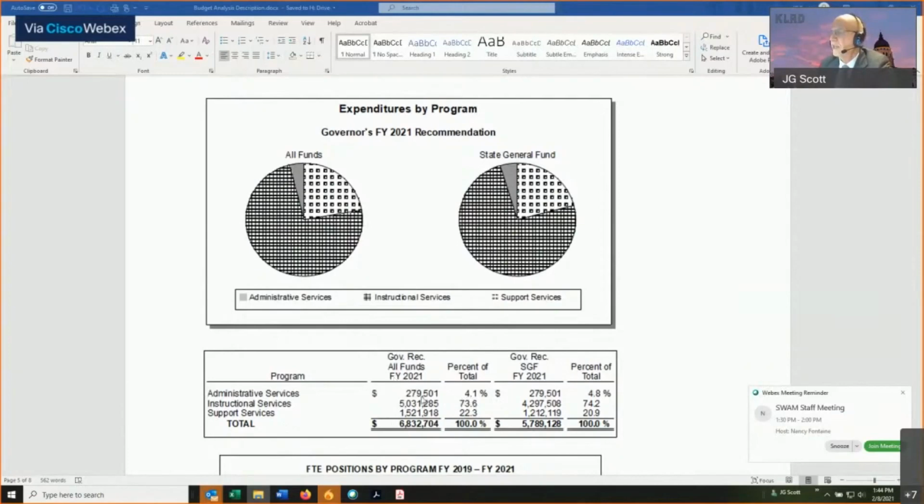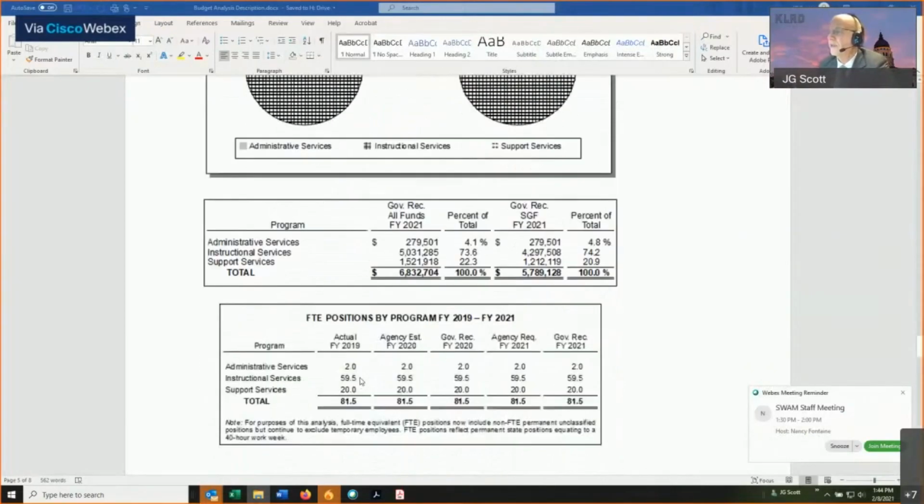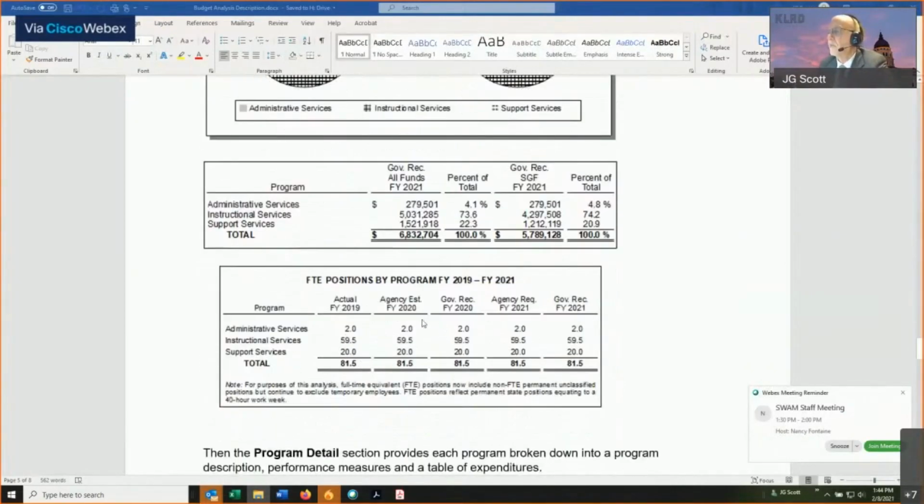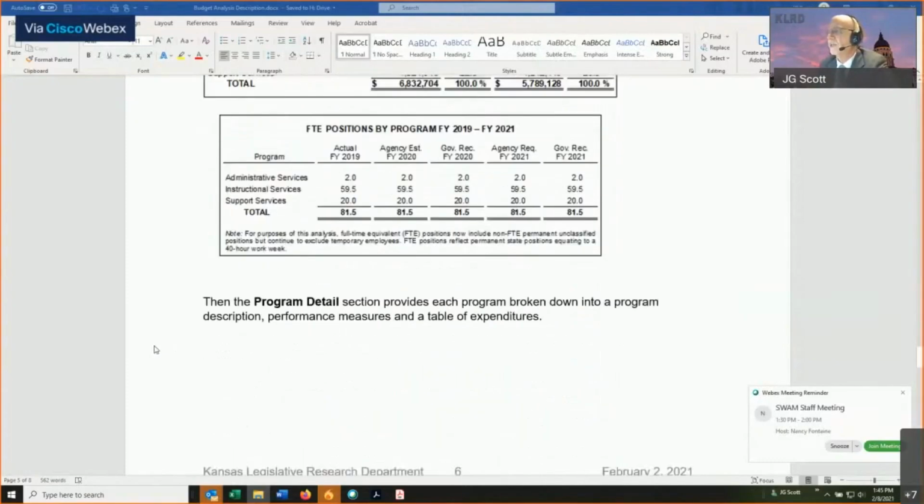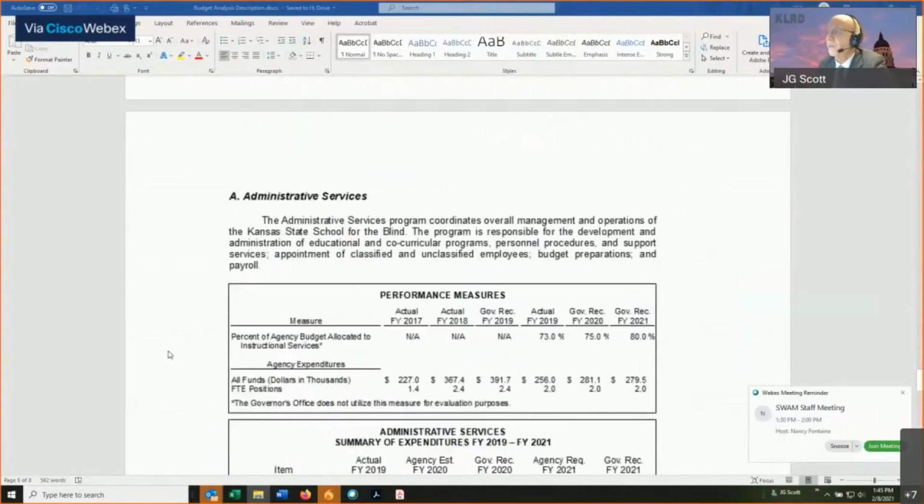It will identify the dollar amounts that the governor recommended, all funds and SGF, and then a percentage of the total budget that those funds consist of. It will identify the FTE. FTE are full-time equivalents. So if you have 2 part-time people, each working half time, that would be 1 FTE. So it's a portion of time that they actually work.